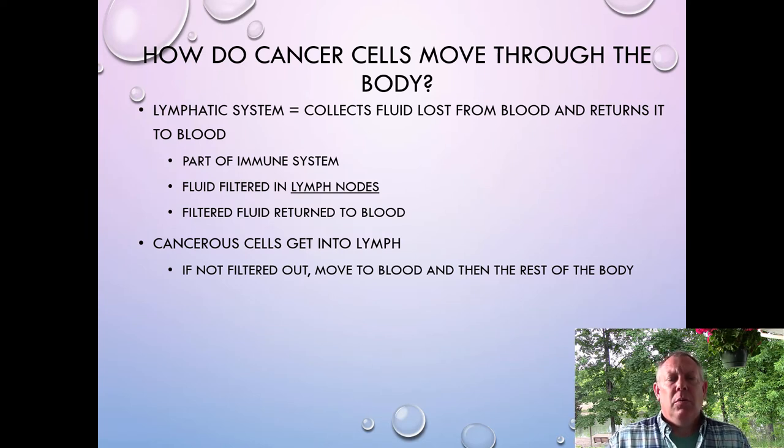Okay, so once that tumor has metastasized and starts shedding these cells, how do they spread throughout the body? A very common way is through the lymphatic system. And this is part of the immune system. We'll talk about it in more detail when we talk about the immune system. But basically, your blood plasma bathes the cell, and you've got all this interstitial space between the cells that's got this liquid. That liquid needs to be collected and then taken back to the blood. That's what the lymphatic system does.